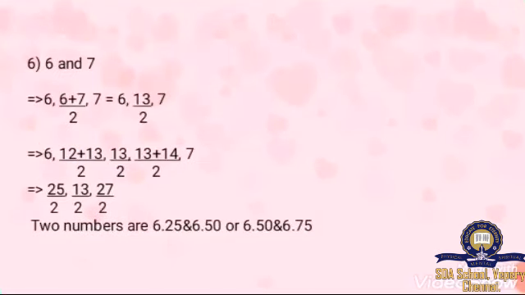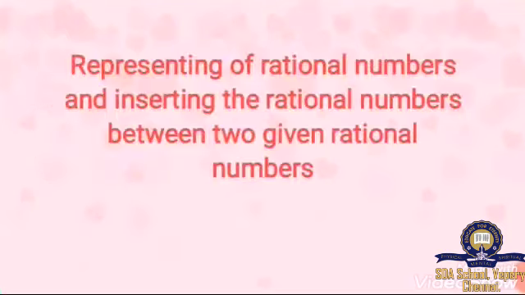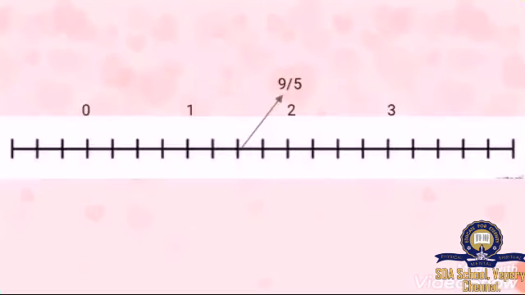Can anyone say what we learnt in the previous class? Yes, very good. We learnt about representing rational numbers and inserting rational numbers between two given rational numbers. Can anyone say where 9 by 5 is represented? Yes, in between 1 and 2. Very good.